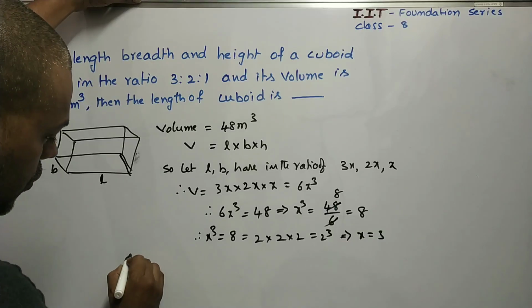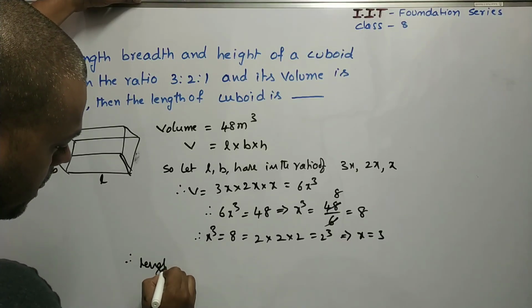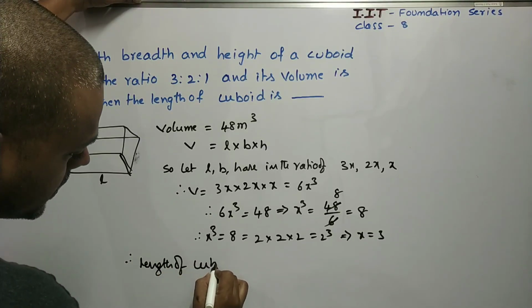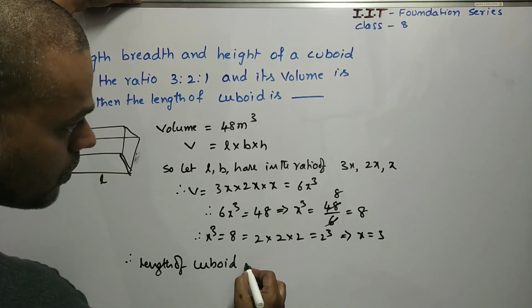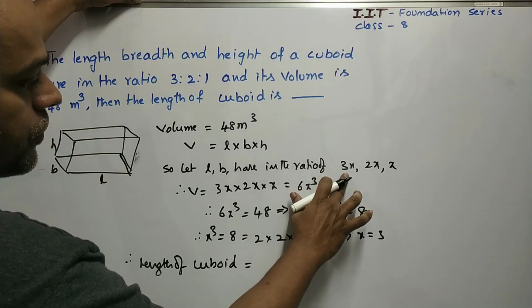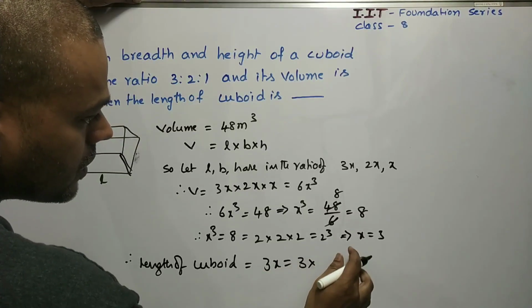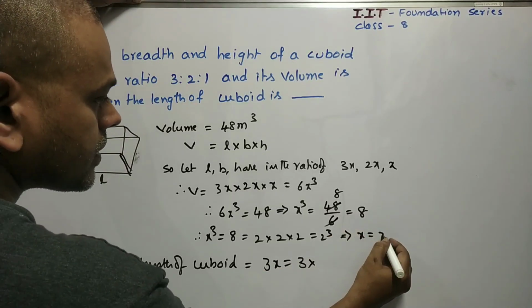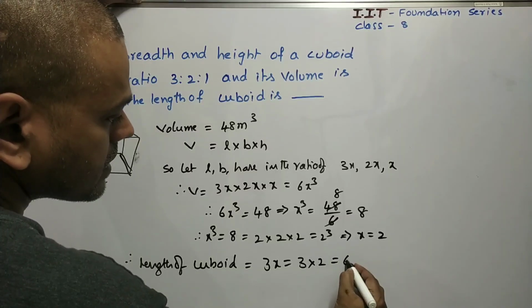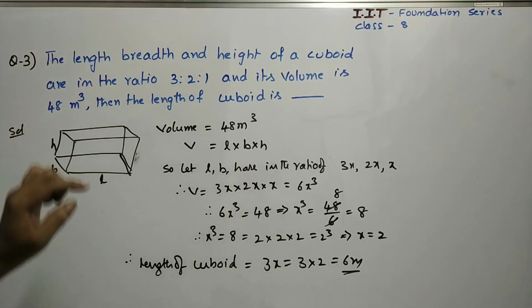Therefore, the length of the cuboid is in the ratio of 3x. That implies 3x is equal to 3 into, okay, x is equal to what? 2. So 3 twos are 6 meters. Okay, right.